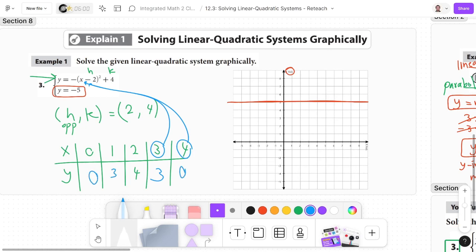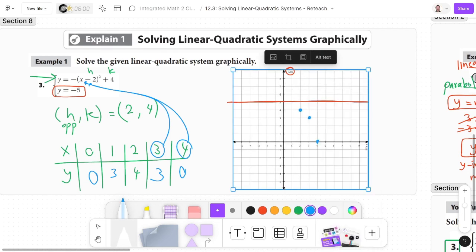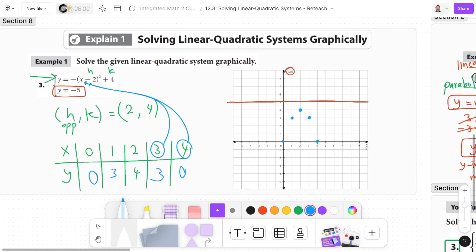Now let's graph this one. 2 and 4 should be here. Then 3 and 3 is here. Then 4 and 0 is here. Then on the other side, 1 and 3, and 0 and 0. Now if you graph, it should look like this. So do we have a solution here? No solution, because there's no intersection point. So this is how we can graph it fast.